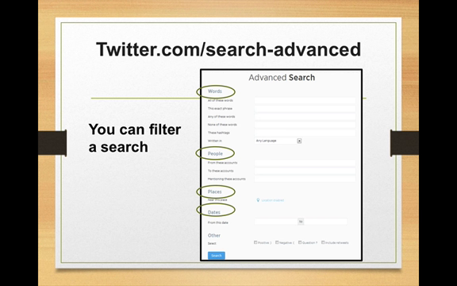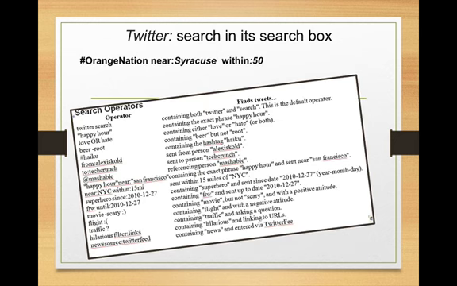For example, sports journalists check out what people from right around here might be saying when they use the hashtag OrangeNation, or find what people are saying about Coach Schaefer within 50 miles of Syracuse. You can also search Twitter within itself by filtering, for example, Orange Nation near Syracuse within 50 miles. And all these search operators, this list is also on the website, so you can come back to it.